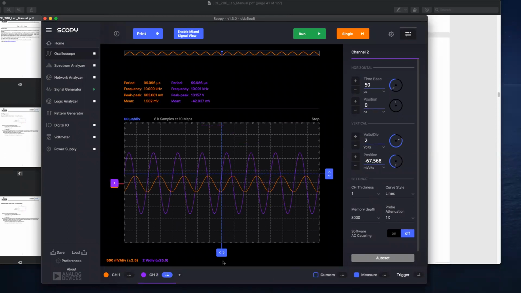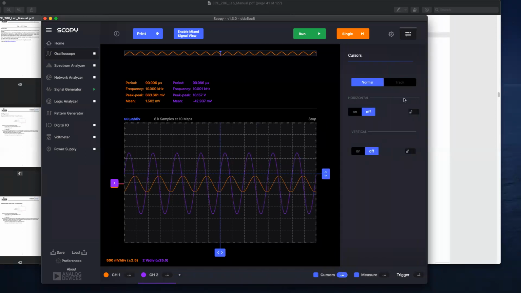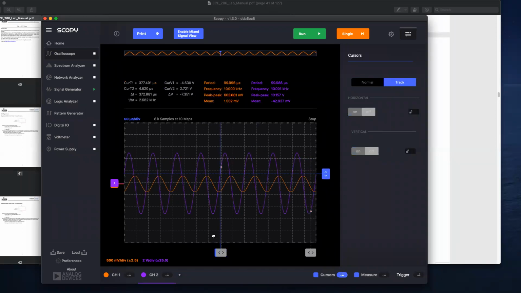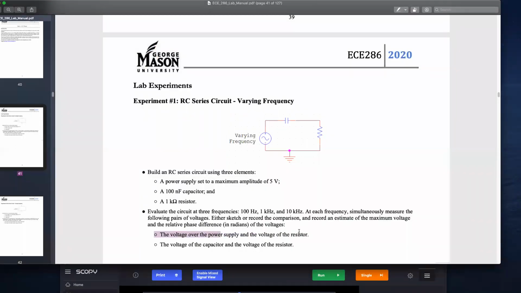So already you can easily do the phase by clicking on cursor, clicking on the settings, the 2 parallel lines, and go into track and then dragging them to the peaks and then whatever the time difference is. So let's just say this is a rough estimate. So it's about 26 microseconds. 26 microseconds times 2 pi divided by the period will give you the phase shift between the resistor and capacitor, but we need to also do the power supply and the resistor.